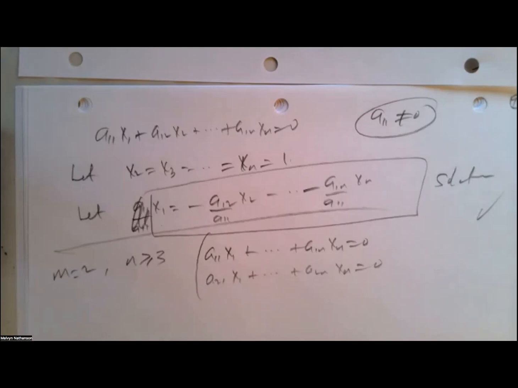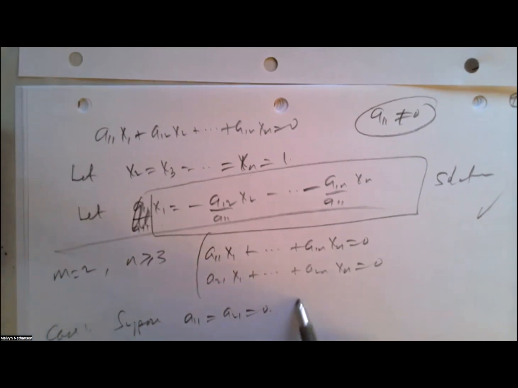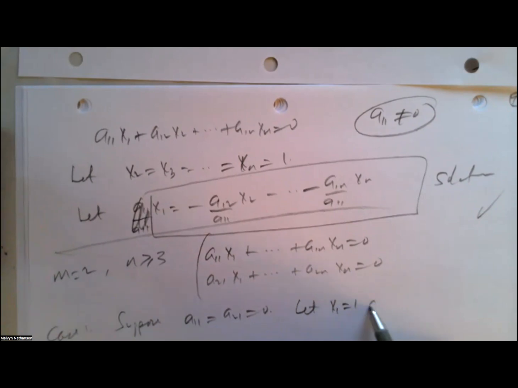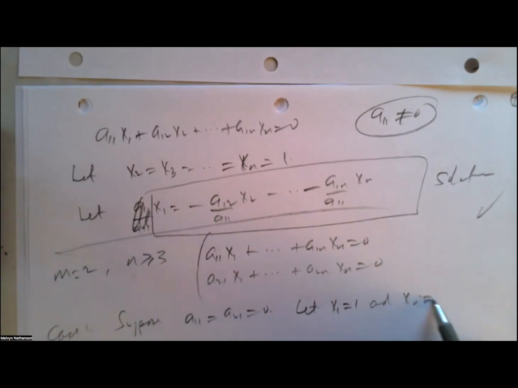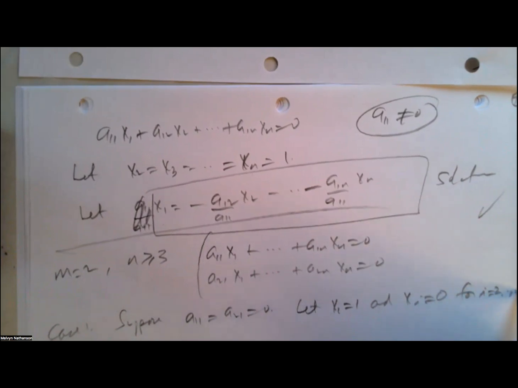So there are a couple of simple cases here. In the first case, suppose A11 and A21 are both equal to 0. In that case, I can let x1 equal 1 and all the other variables xi be 0, for i going from 2 up to n. Then I have a bunch of zeros plus 0 times 1, which is 0. This is a solution. So if A11 and A21 are both 0, there's no problem.